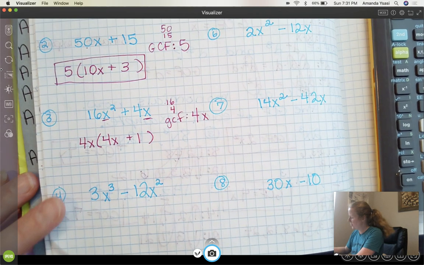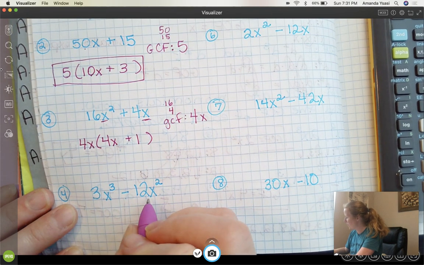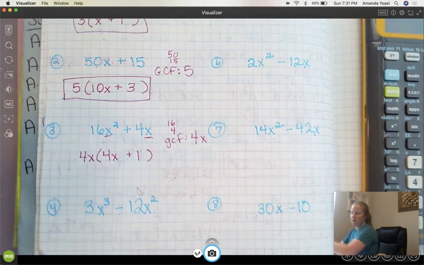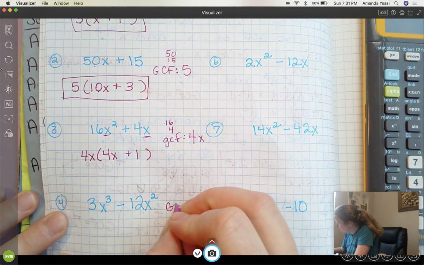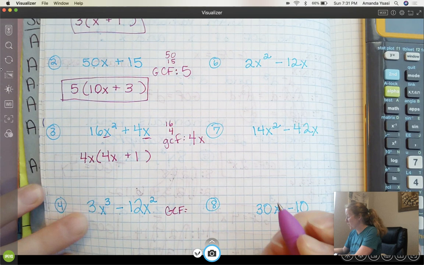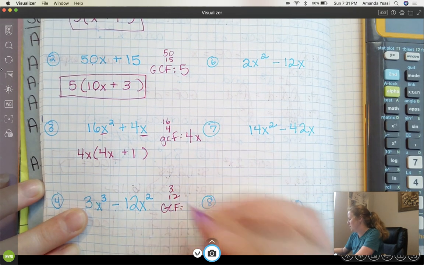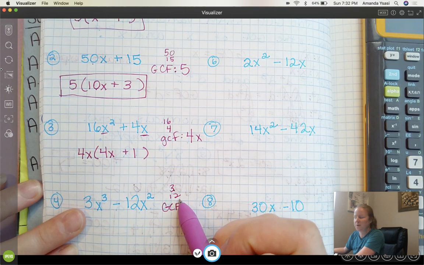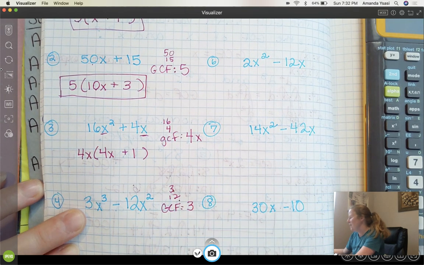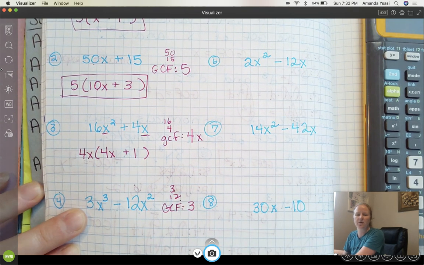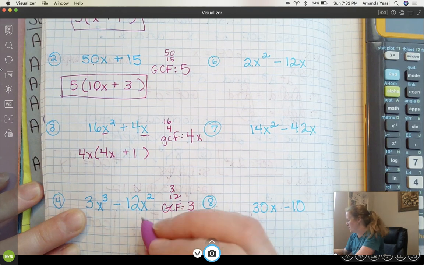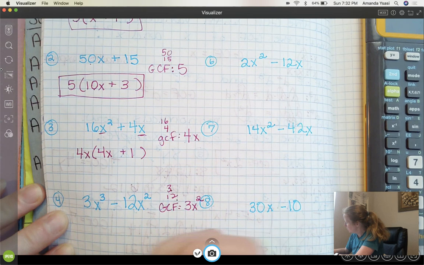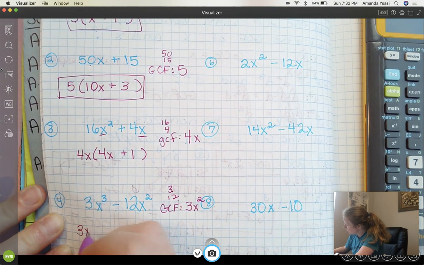Okay, the next one, 3x cubed minus 12x squared. So we need to find the GCF of 3 and 12. Well, the only factors of 3 are 1 and 3. We know 3 will go into 12, so it's 3. But then we find the lowest variable exponent, so the x squared. So 3x squared.